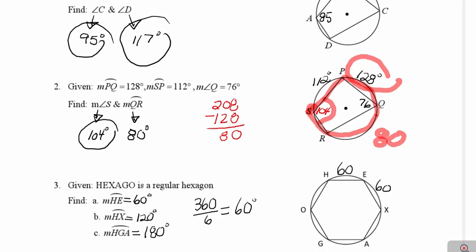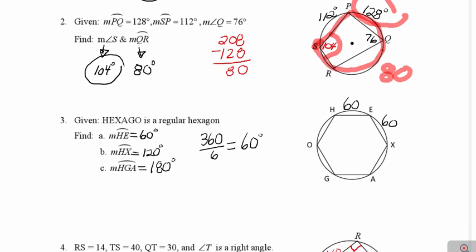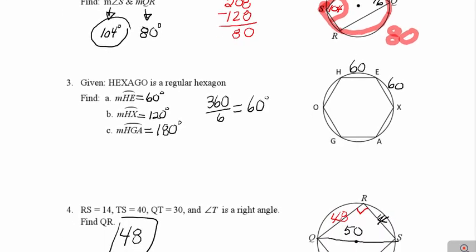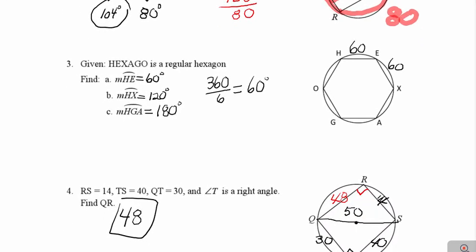Now this next one usually throws people off a lot, but if you really think about what a regular polygon is, our definition, it makes it real easy. So we're given that HEXAGO is a regular hexagon, and then it asks us to find the measure of 3 different arcs. Well, if it's a regular hexagon, that means all the sides and angles are congruent. So therefore, each of those arcs would also be congruent, because we know if we have congruent chords, then we have congruent arcs. So if you take 360 and you divide it by 6, you get each of those 6 arcs to be equal to 60 degrees. And that's how I got my 3 answers for number 3.